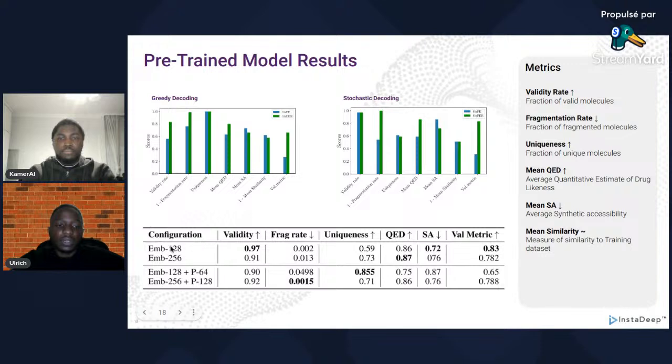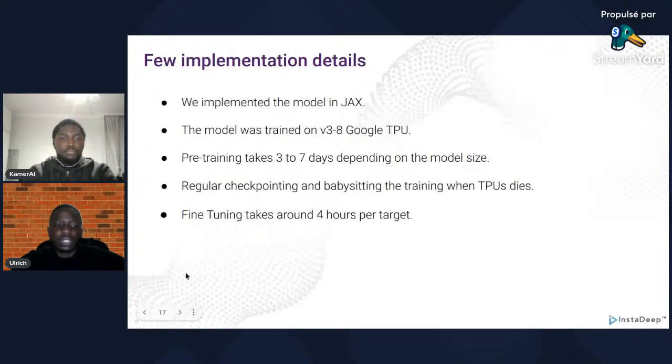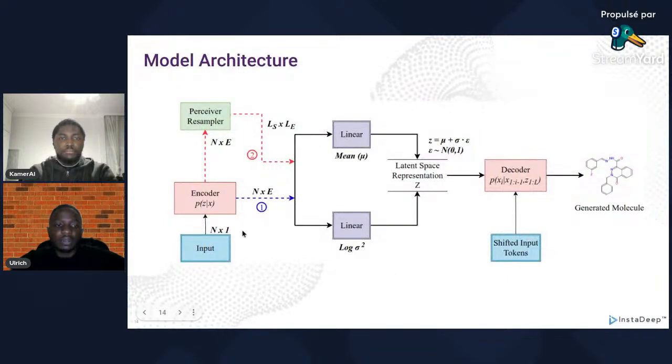And in terms of configuration, some models have a P attached to them. That literally means these are models in which we included the perceiver. When I showed the architecture, this perceiver layer was optional, so in some cases we used it, and in some cases we did not.